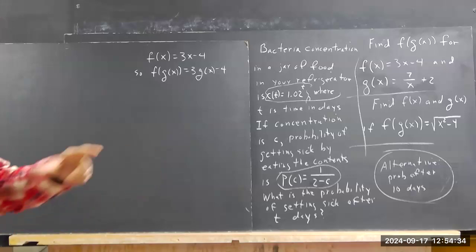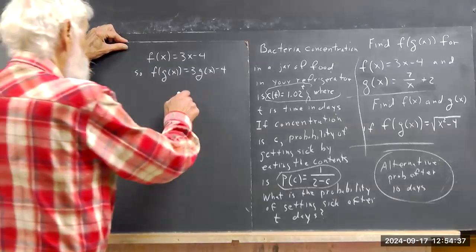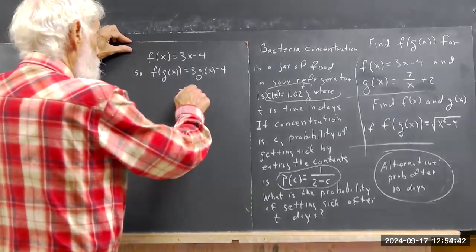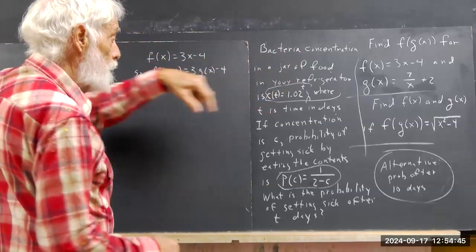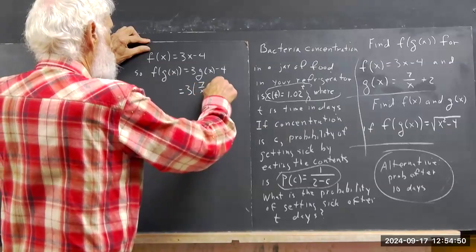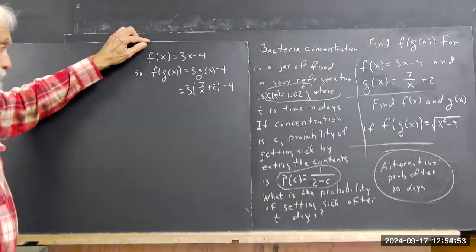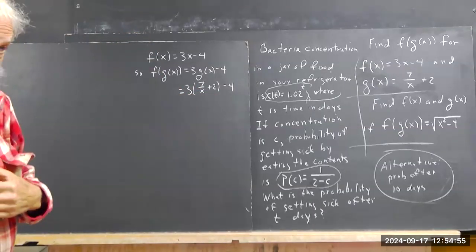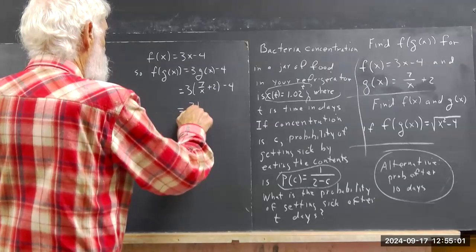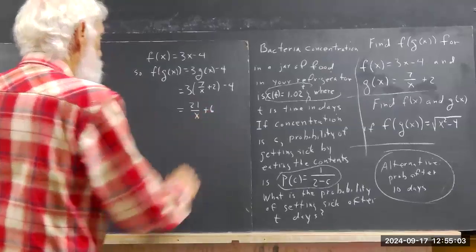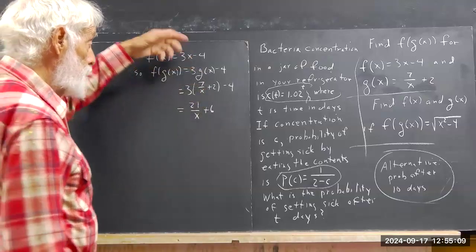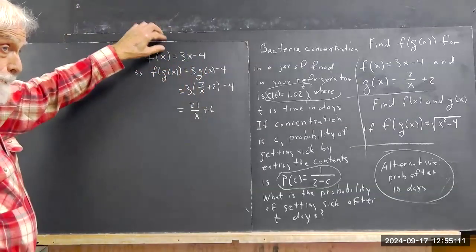If you keep reinforcing the form of the substitution. Okay, anyhow, g of x is 7 over x plus 2. So that's 3 times 7 over x plus 2 minus 4. You want to multiply through by the 3. That's 21 over x plus 6, because 3 times 7 is 21, and 3 times 2 is 6. You use the distributive law here, right?